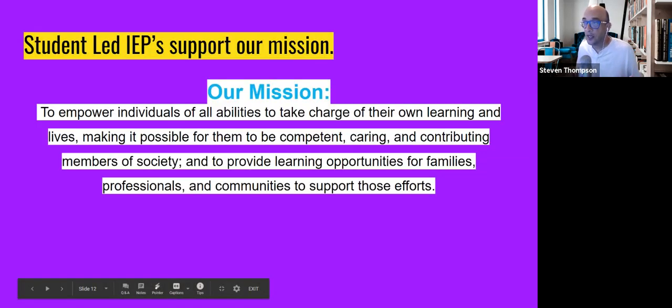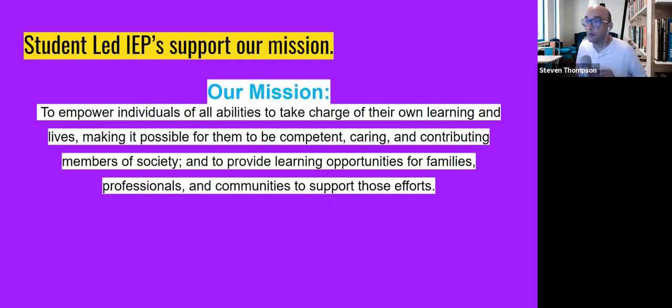So, student-led IEPs support our mission statement. Here's our mission statement: to empower individuals of all abilities to take charge of their own learning and lives, making it possible for them to be competent, caring, and contributing members of society, and to provide learning opportunities for families, professionals, and communities to support those efforts.